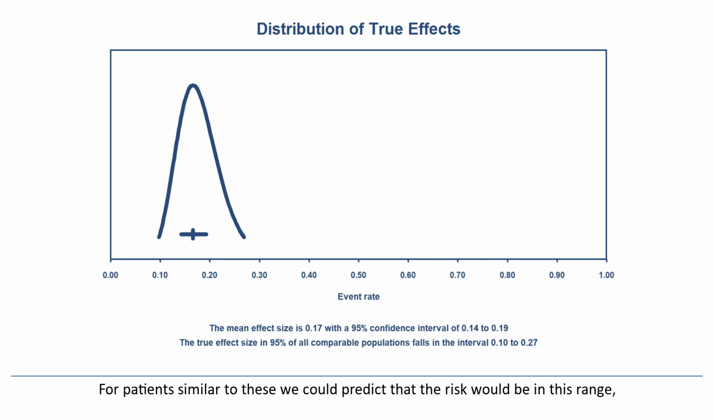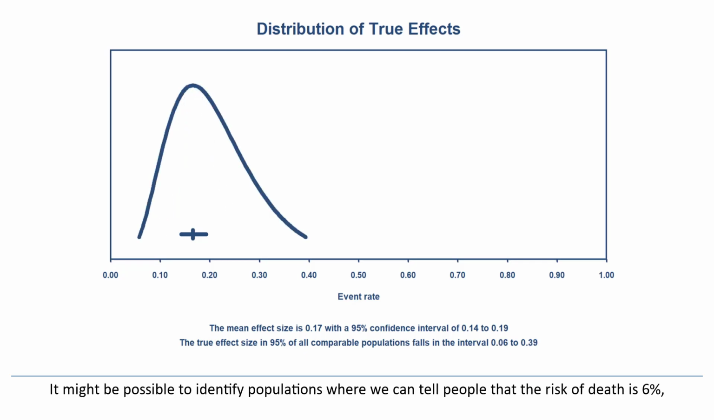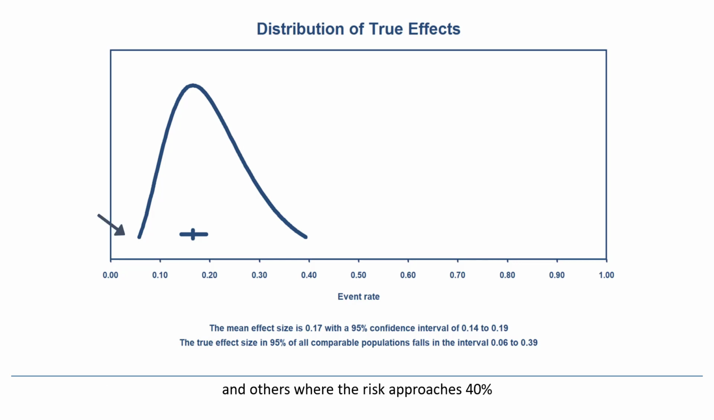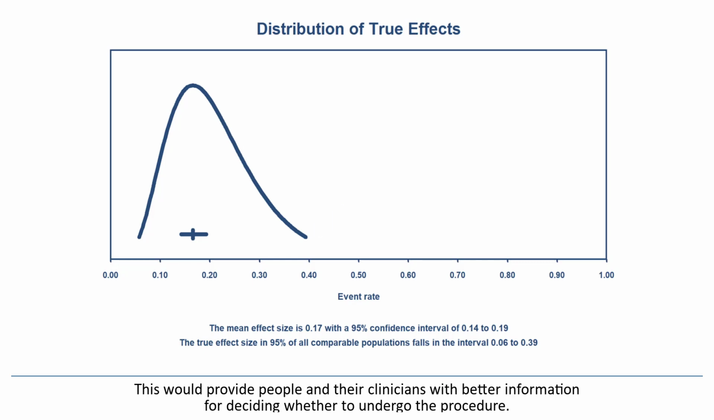For patients similar to these, we could predict that the risk would be in this range, and for patients similar to these, we could predict that the risk would be in this range. Still, there would be a limit to how much we can improve our prediction. The risk will never fall below 10%. By contrast, suppose the distribution of effects looks like this. It might be possible to identify populations where we can tell people that the risk of death is 6% and others where the risk approaches 40%. This would provide people and their clinicians with better information for deciding whether to undergo the procedure.